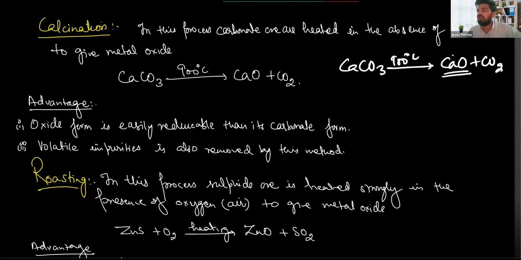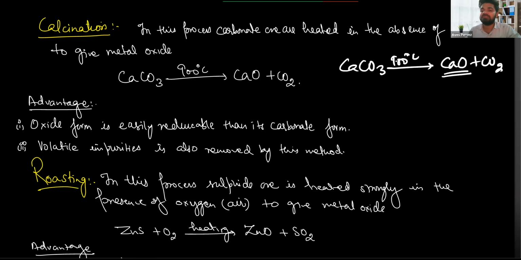Understood? Sir, yes sir. Is it important to heat at 900 degrees Celsius? Yeah, different ores have different decomposition temperatures. So this gets decomposed at the temperature of 900 degrees Celsius. Below that, if you start heating it at 100 degrees Celsius, it will not decompose. It will not give you carbon dioxide.